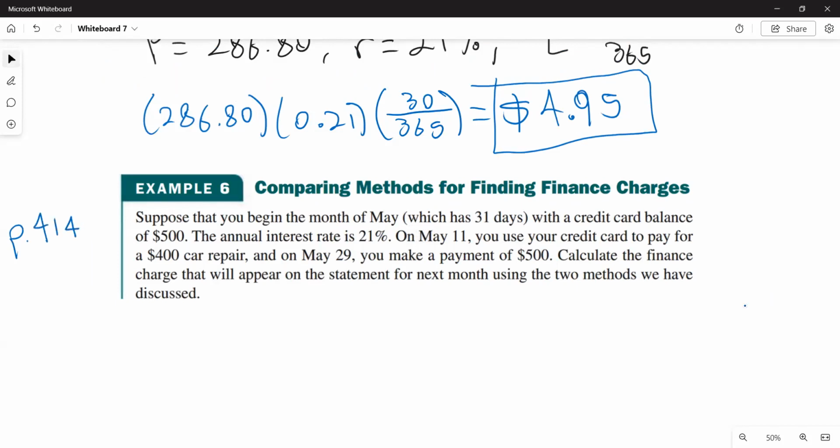Suppose that you begin the month of May, which has 31 days, with a credit card balance of $500. The annual interest rate is 21%. On May 11, you use your credit card to pay for a $400 car repair. And on May 29, you make a payment of $500. Calculate the finance charge that will appear on the statement for next month using the two methods that we have discussed.